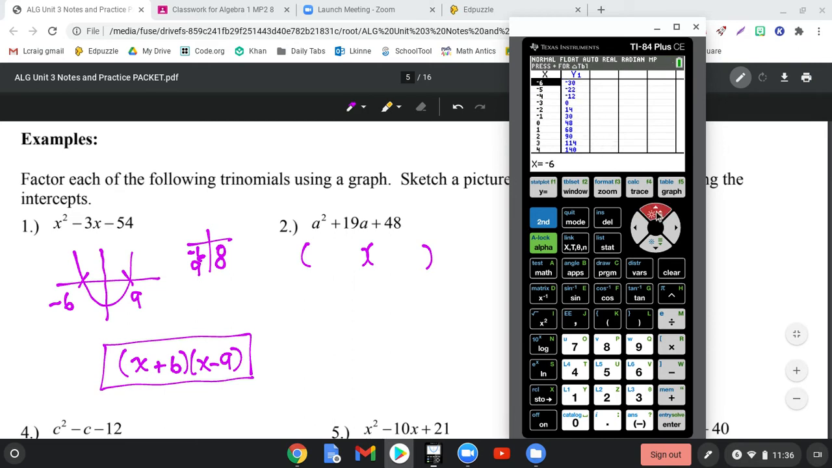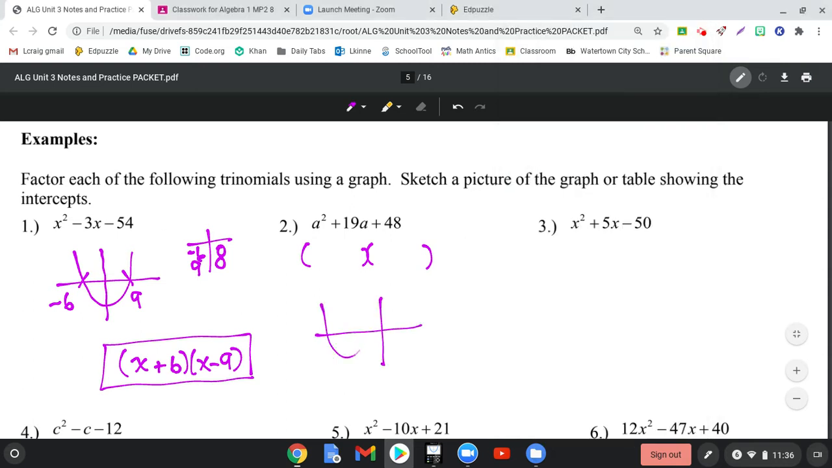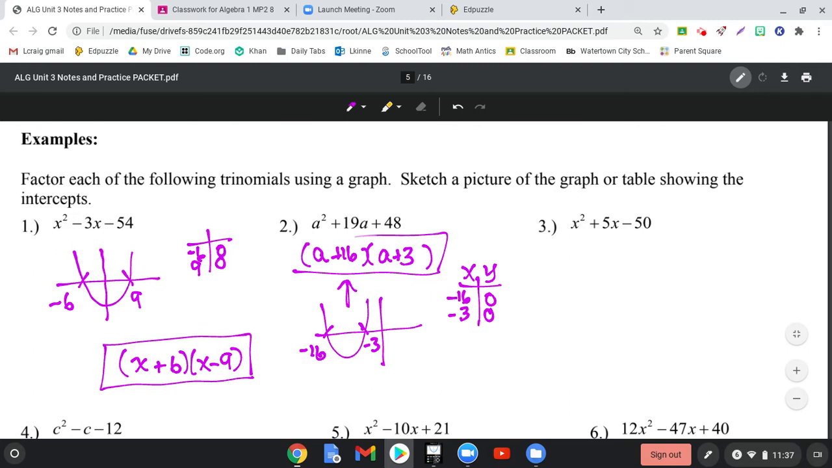Negative 3. Oh, there it turns and starts to go back towards 0. And negative 16. Negative 3, negative 16. So when we put it in, it's going to be a plus 16 and a plus 3. You change the signs. And again, if you wanted to use your table, just find the x's where y equals 0. Don't forget to change the sign. There's your answer.